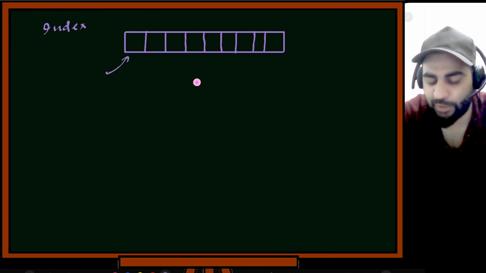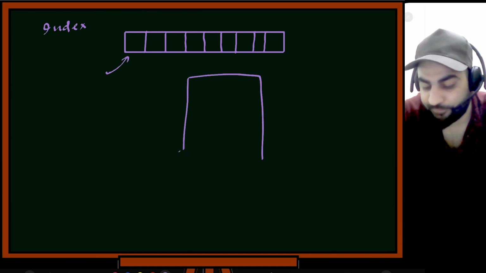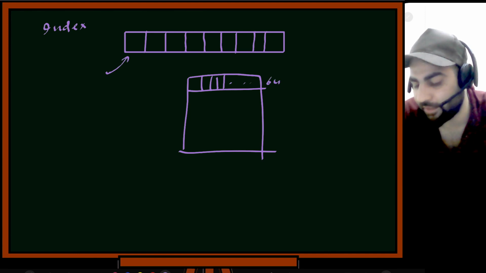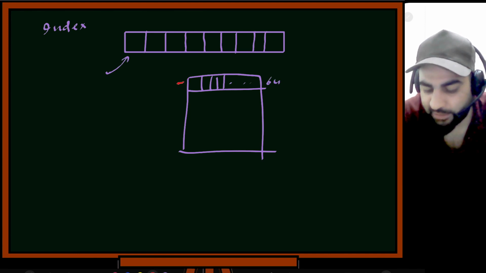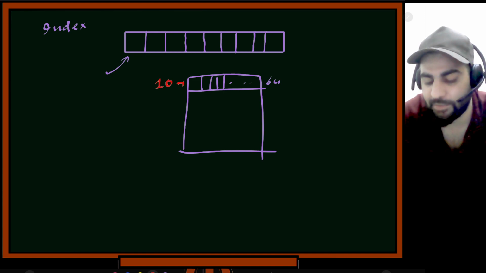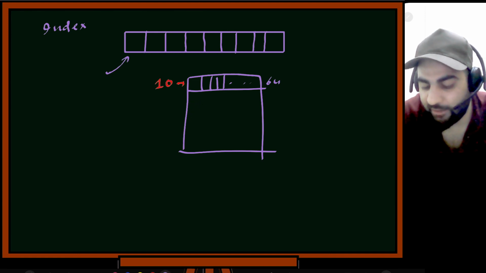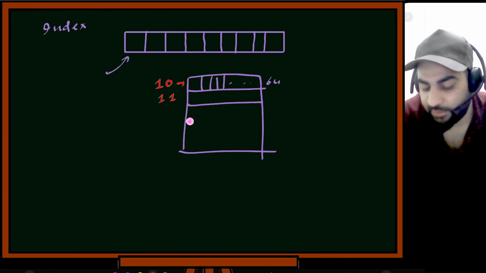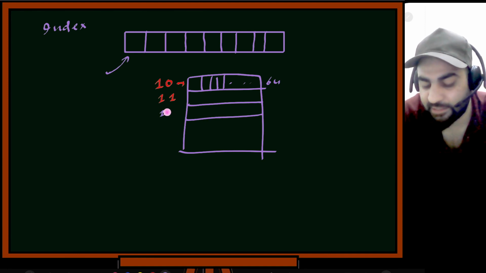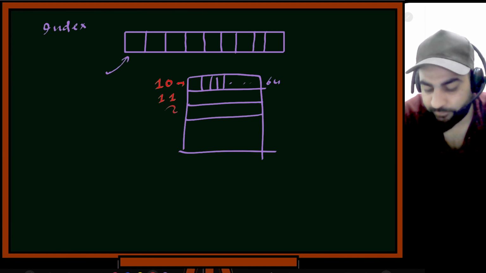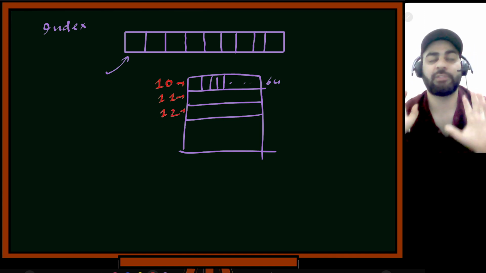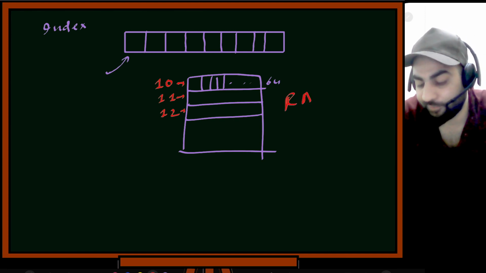Let's suppose you have RAM like this. Let's suppose each of these lines is 64 bits, so these are 64 bits. You'll have one address for this. Let's suppose this address will be starting from 10. Then we'll have 64 bits more, with the address 11 over here. 64 bits again, and its address will be 12. Have this picture in mind: this is our RAM.